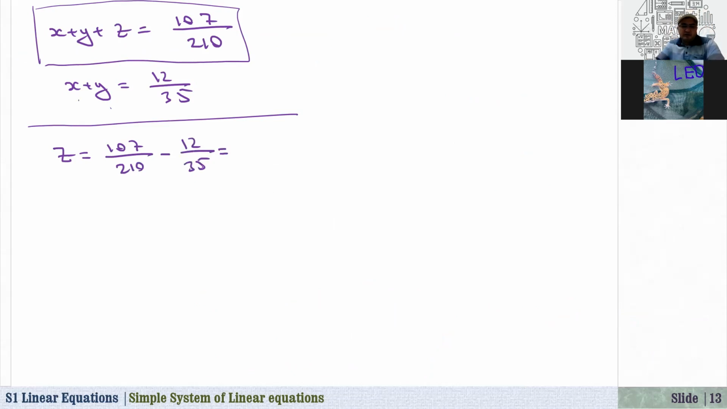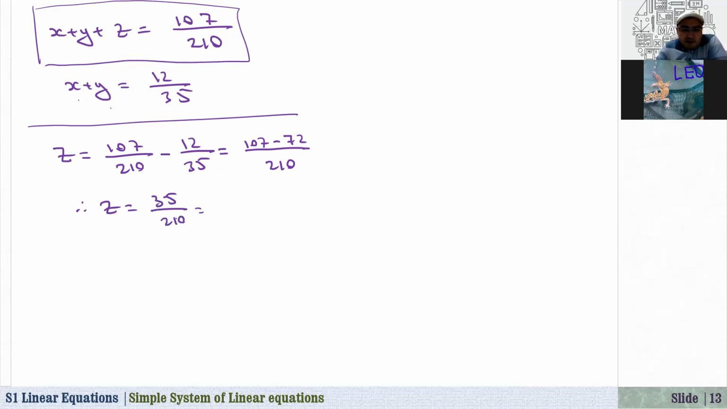So which is equal to, common denominator is 210. And here we have 107 minus, I need to multiply this by 6 because 6 times 35 is 210. That is 72. So which is equal to, let me just write here, z is equal to 28 plus 7, that is 35 over 210.